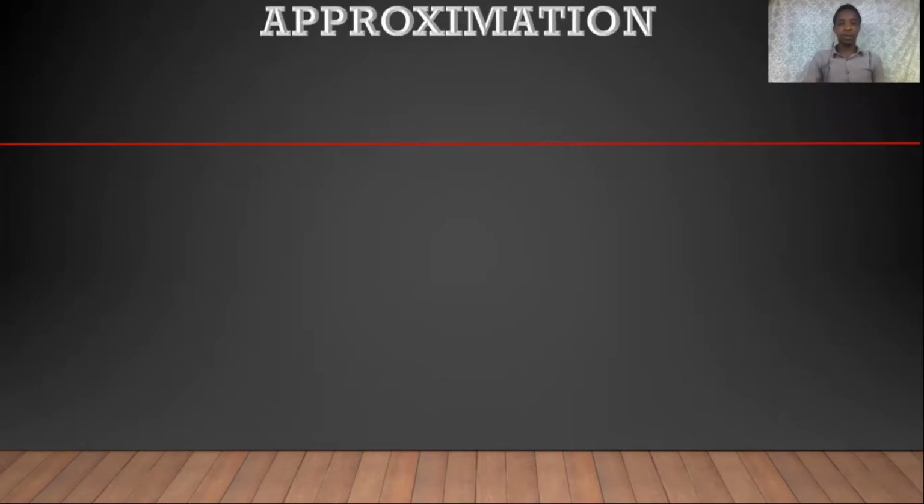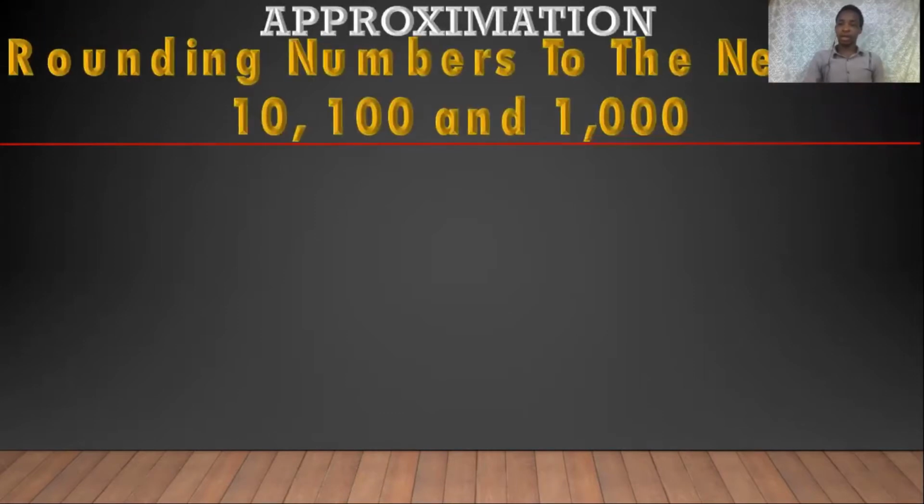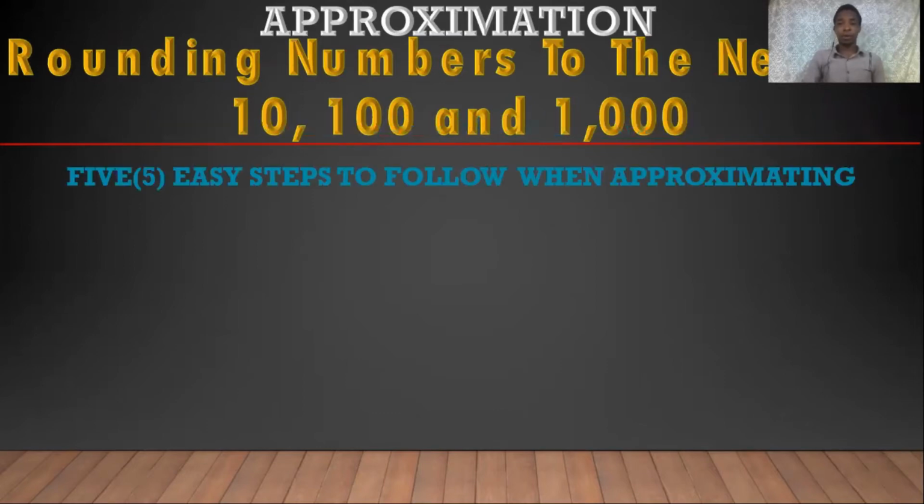Once again, guys, very quickly we'll be looking at approximation together. Quite a simple topic. Under approximation, we'll be looking at rounding numbers to the nearest tens, hundred, and thousand. Now there are some basic rules. I call them 5 rules or 5 guides when you're approximating. So we have 5 easy steps to follow. Let's quickly go over those 5 steps.